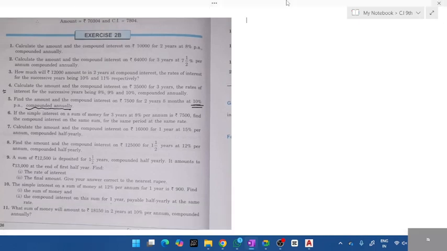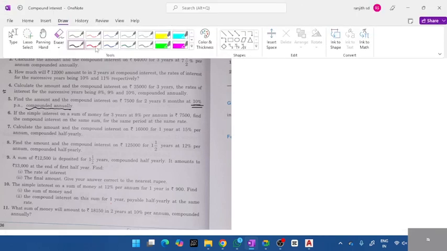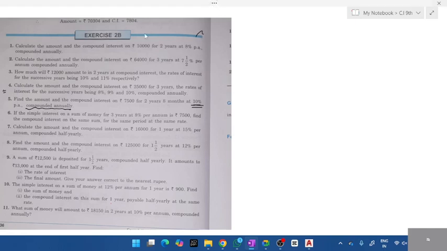When it comes to compound interest, in 8th standard you'll have simple interest. In ninth, the chapter name is compound interest, but they will include even simple interest topics. They'll twist the question. Look at the next one, the sixth one. What is mentioned, simple interest or compound interest? Simple or compound?